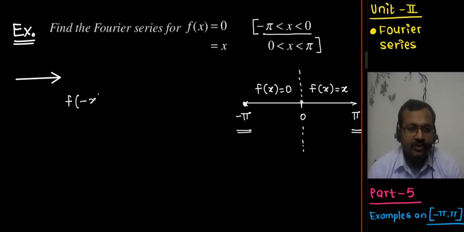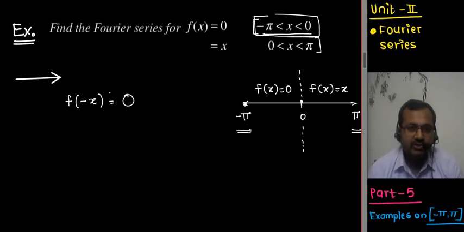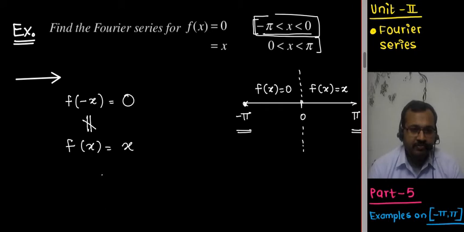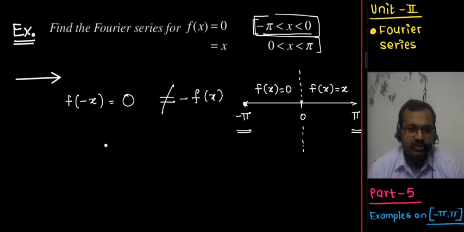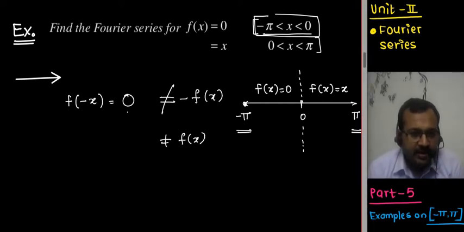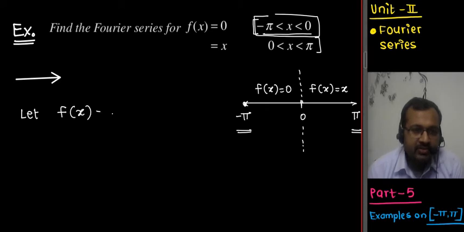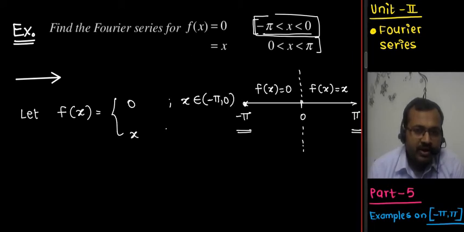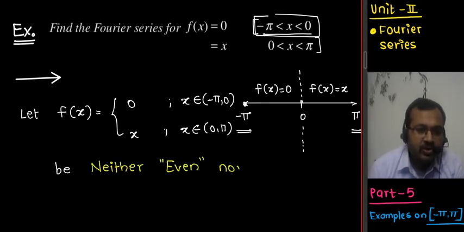Or we can check: if you replace x by minus x, when x varies in the negative range, your function value is equal to 0, and in the positive range your function value is x. These two values are not the same. Means f of minus x is not equal to minus f of x, so this implies your function is not odd. Again, this is not equal to f of x either, so it is not even. So in this case, f of x equal to 0 in the range minus pi to 0 and x in the range 0 to pi is neither an even nor an odd function.